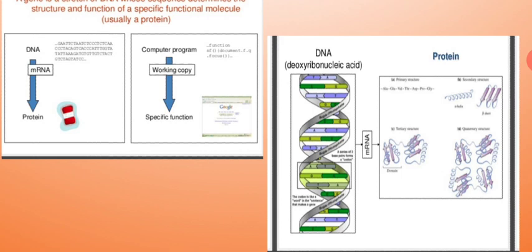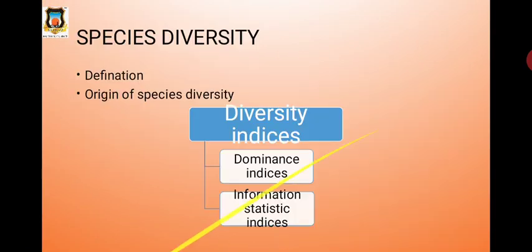Genetic variation is caused mainly by mutations, random mating between organisms, random fertilization, and crossing over between chromatids of homologous chromosomes during meiosis. So, this is genetic diversity.